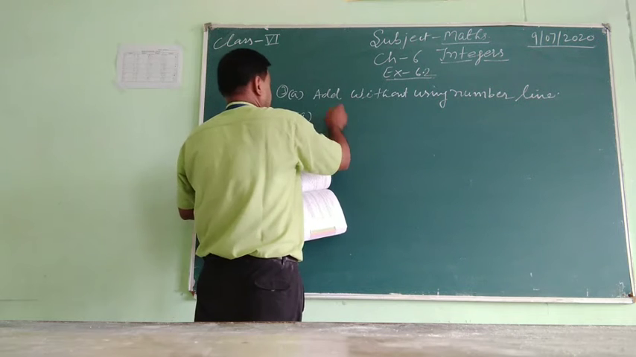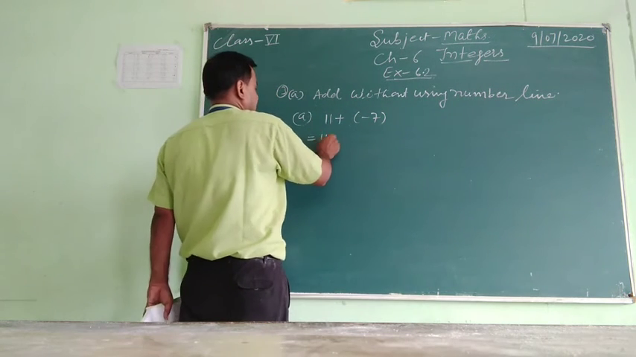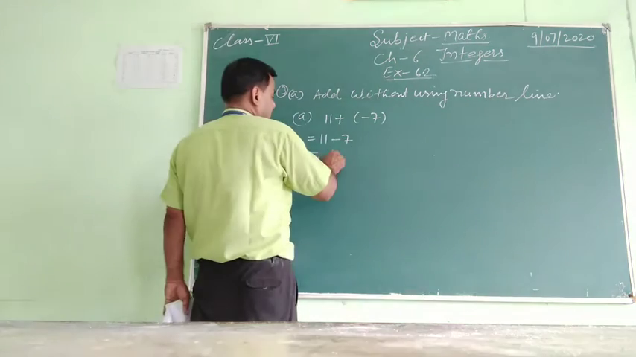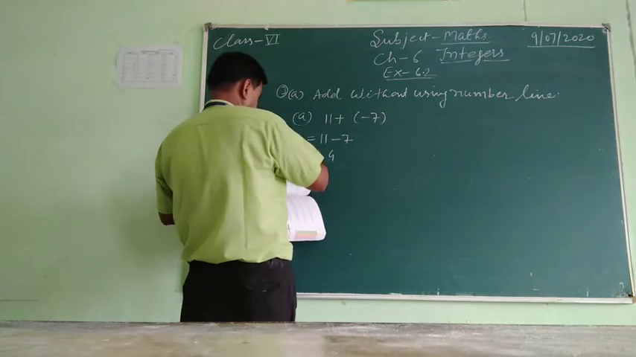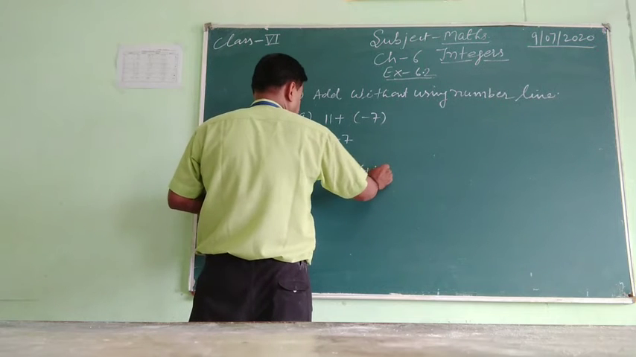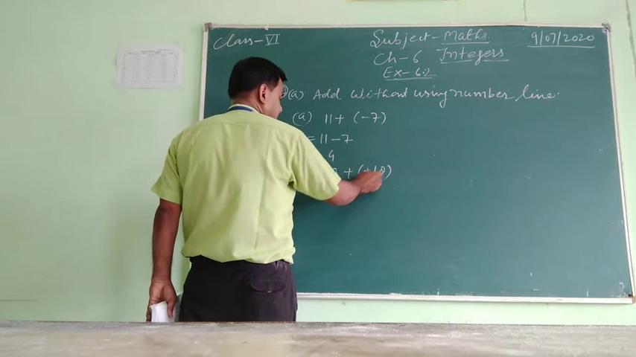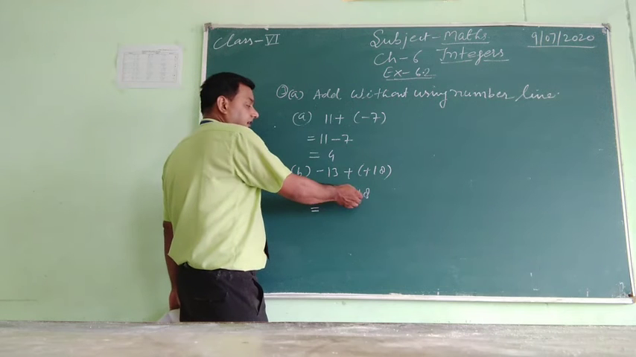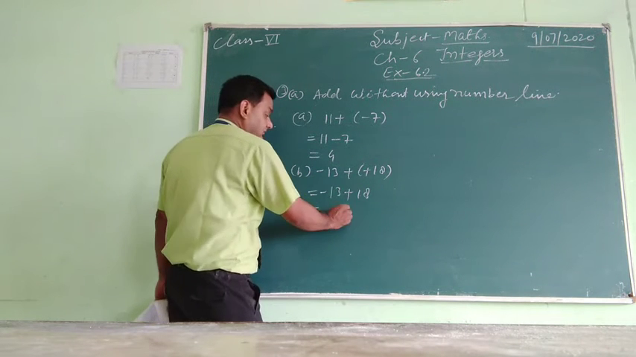11 plus -7. We can write it 11 plus minus 7, which is 11 minus 7, equal to 4. Now B part, -13 plus 18 equal to -13 plus 18. Here we observe that 13 is negative and 18 is positive. Minus plus minus, 18 minus 13, 5.